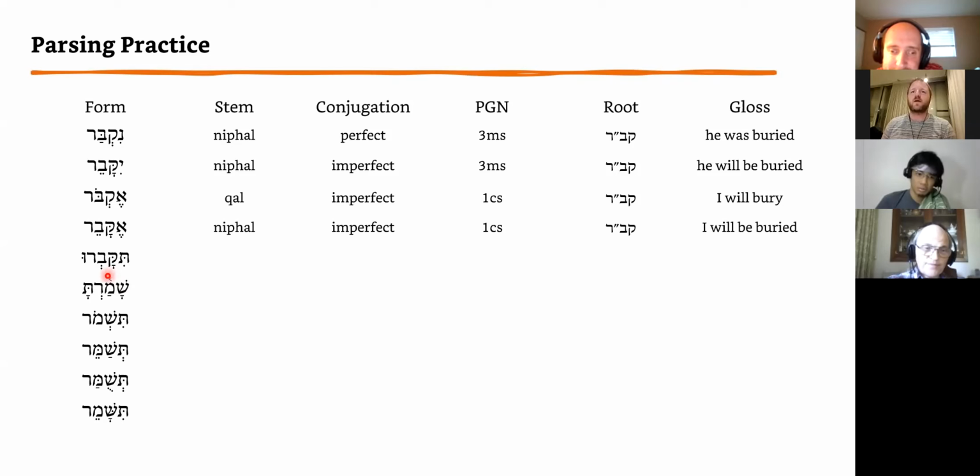Tikavro should have a meteg here by the kamatz to indicate that it's long. It's not a closed syllable. Tikavro. Okay, this is nifal, we see because of the assimilated nun in the first syllable. It's second masculine plural, because we've got the tav and the vav. So we've got nifal, imperfect, 2MP, from kavar, meaning you, plural, will be buried. You will be buried.